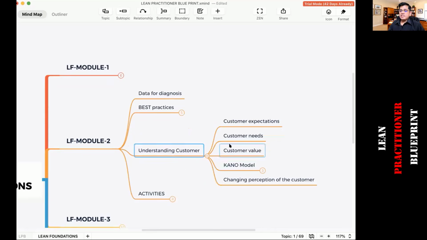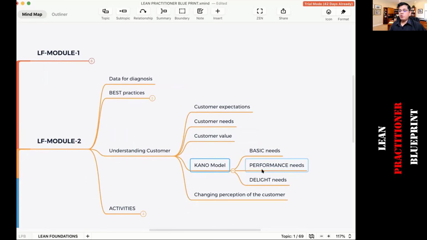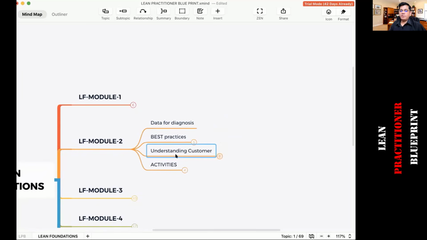Understanding the customer: what are customer expectations? What are customer needs? What is customer value? The Kano model and changing perception of the customer. How many of you remember the Kano model? Type yes in the comment box. In the Kano model, we spoke about the basic need, performance need, delighting needs, etc. Okay, all of you remember.